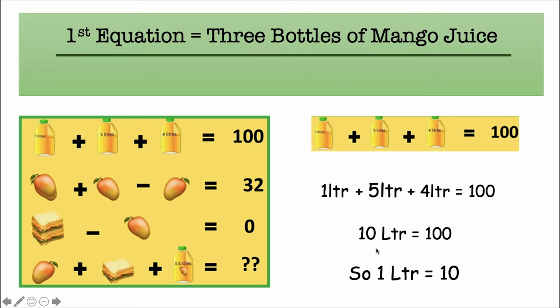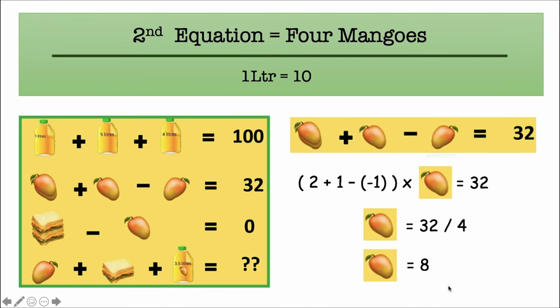So on solving this, we will get 10 liters equal to 100. So 1 liter will be equal to 10. So this is the end of our first equation, and we got the 1 liter of mango juice value is equal to 10. Now moving on and solving our second equation.